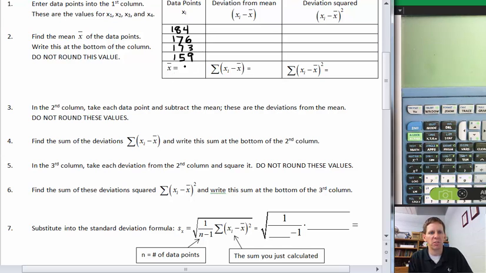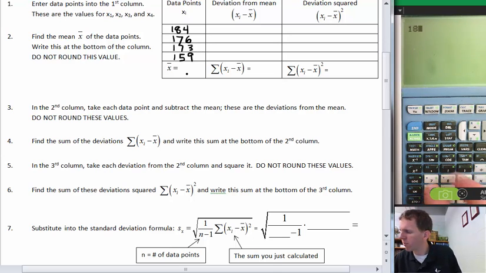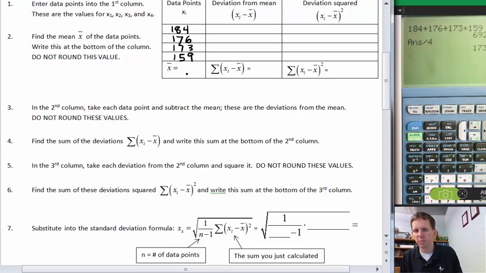And our first step is to take the average of these numbers. Or actually, that's our second step, to take the average of these numbers, which says find the mean x bar of the data points. We'll write this number at the bottom of the column. Do not round this value. So if you did get a decimal for this value, I would have you use all the decimal places. However, in this scenario, when you add these 4 numbers and divide by 4, you'll get something nice and pretty to work with. If you didn't, you would use the big long decimal you get. In this case, we have something nice. It's 173. That's x bar, the mean of our sample data.